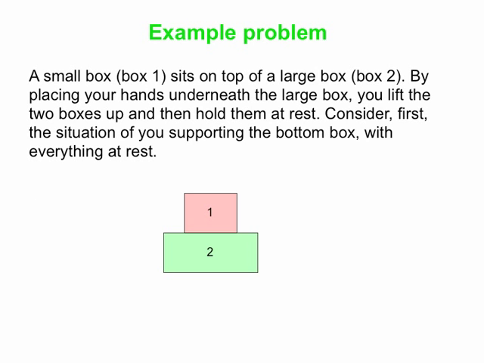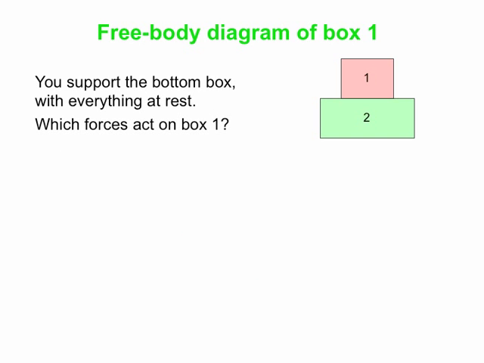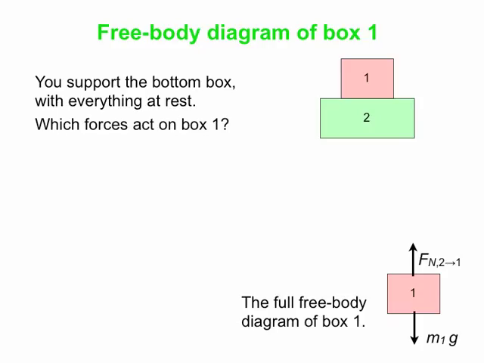We were talking about this example problem in that first video. Small box, box number 1 sits on top of a large box. You lift them up, you're holding them from underneath box 2. And we'll start by considering the situation of everything being at rest, and then we'll apply an acceleration and see how that changes things. So when we drew the free body diagram of box number 1, this is what we arrived at. The gravitational force applied by the Earth on box number 1, the normal force applied by box 2 on box number 1. We're accounting for all the things that apply forces to box number 1.